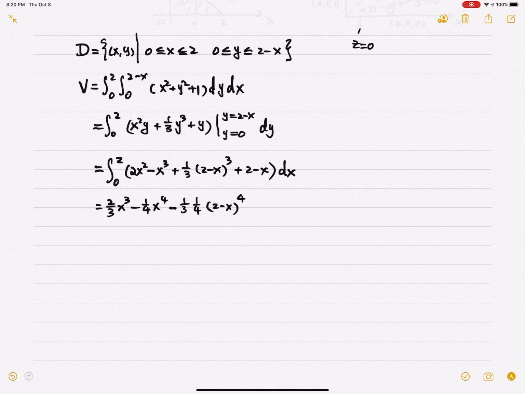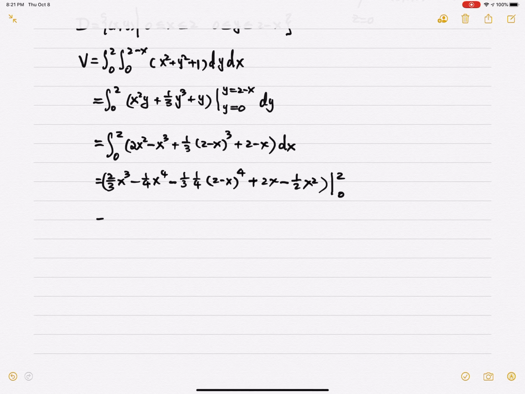Think about it: when you calculate the derivative, this 4 comes down and cancels the 4, and then (2 minus x) to the third power times the derivative of 2 minus x, which is -1, cancels this -1 in front. And then here is plus 2x minus half x squared. And then this whole thing, you're going to plug in from 0 to 2.